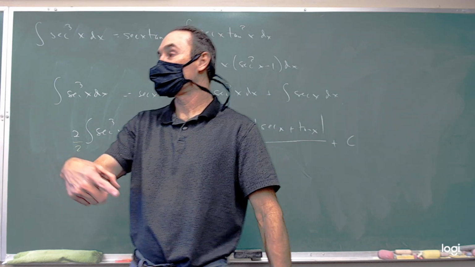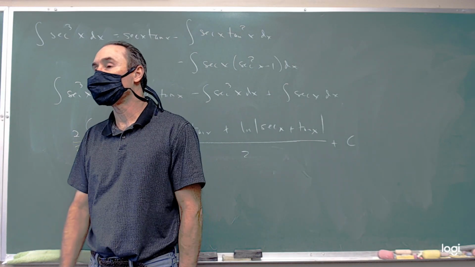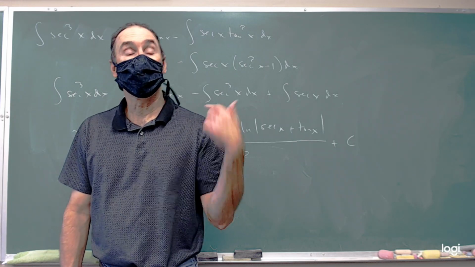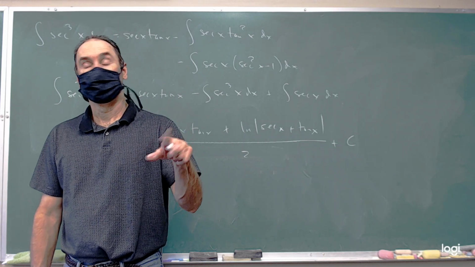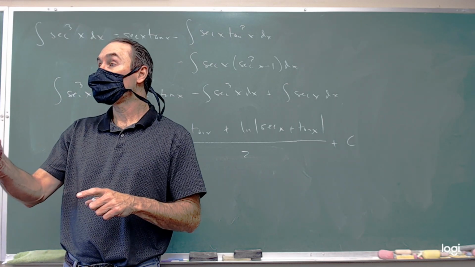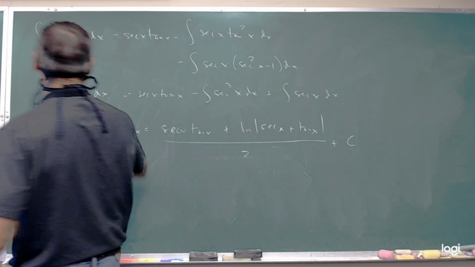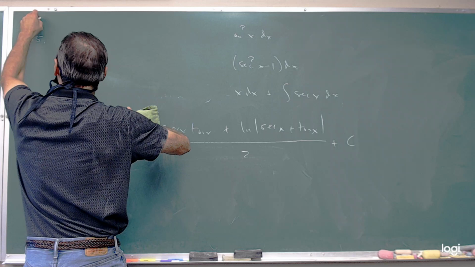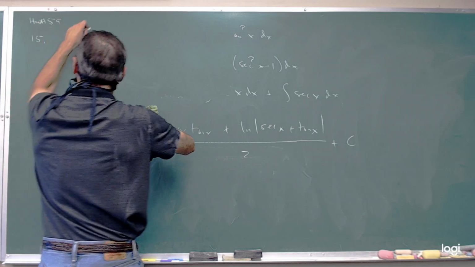Any other questions before we dive into one of the harder things that we do? What's that? That was a walk in the park. Trig substitution's tough. That's what we're going to try to do. Anything else? 15 on homework 59. You know what that is? The integral of x times sine squared x.